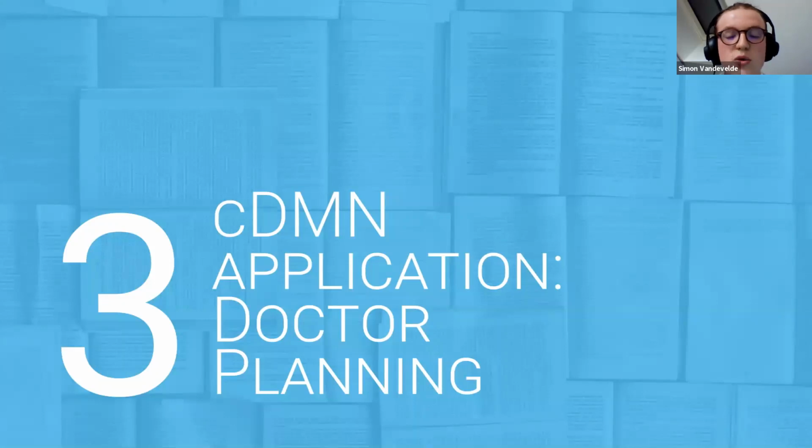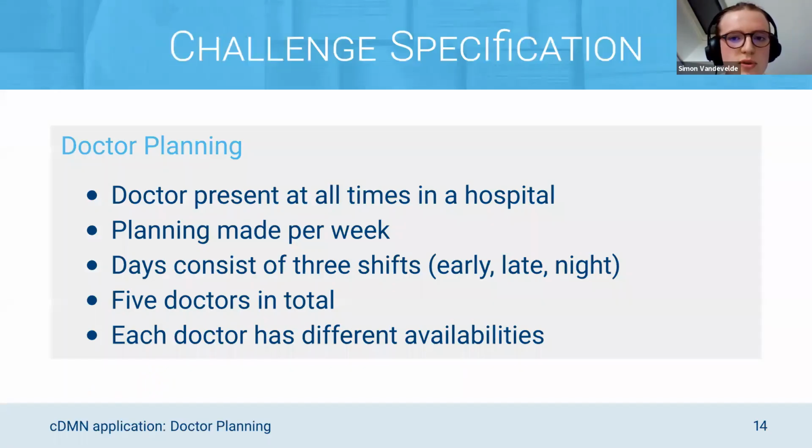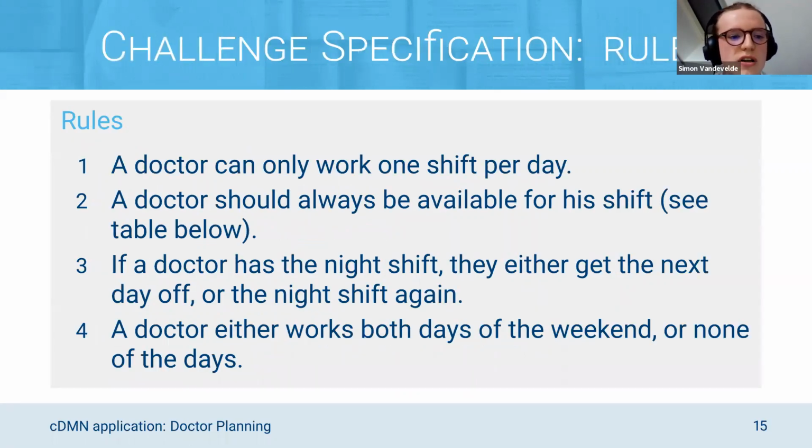And now I will show a concrete application for the doctor planning challenge. For those of you who don't remember from Jacob's presentation, I'll just go over it real quick. We need to have a doctor present at all times in a hospital, and we make this planning on a weekly basis. Every day consists of 3 shifts: the early, the late, and the night shift. We have 5 doctors in total, which can be assigned to these shifts, and every doctor has different availabilities, and some doctors also have special requirements. So then the rules of the specification are as follows. 1, a doctor can only work 1 shift per day.